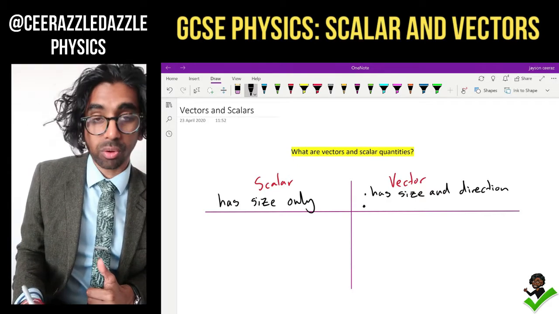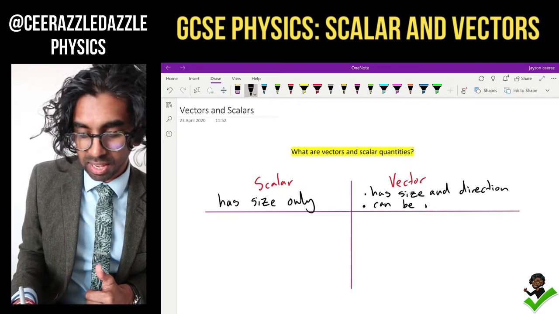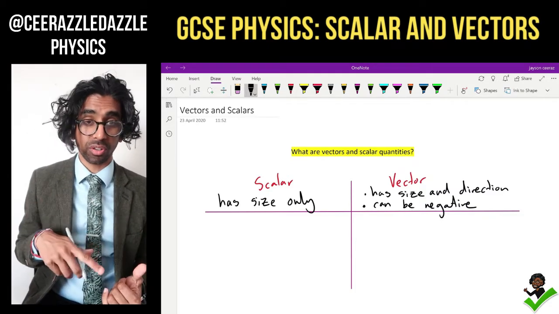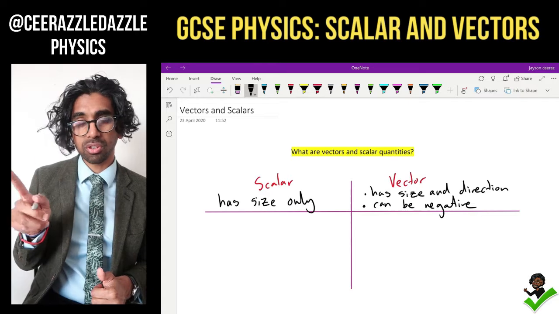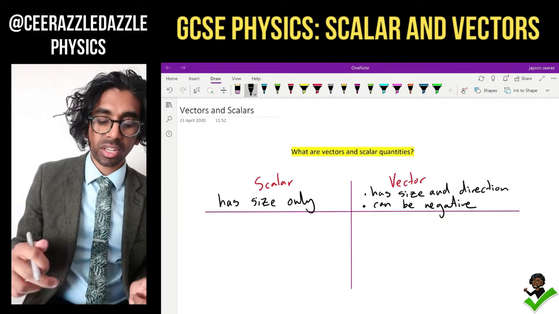Vector quantities can also be negative. The negative sign tells you the direction. So you don't need to have the actual direction, you can just have a negative sign. That tells me it's a vector quantity. Let's look at some examples.